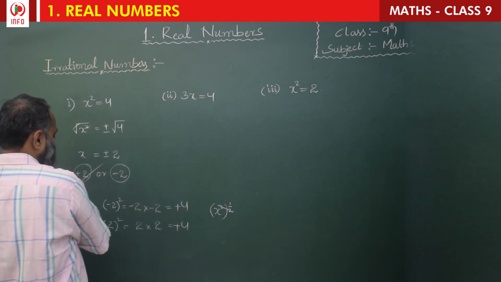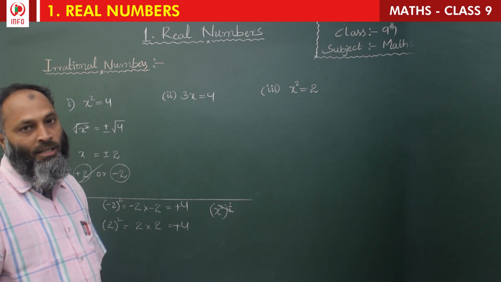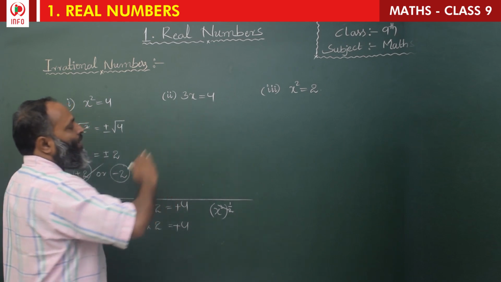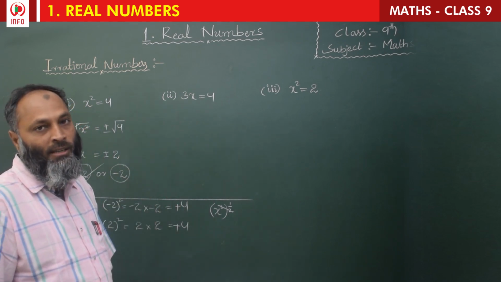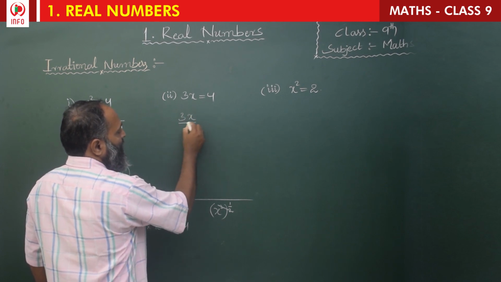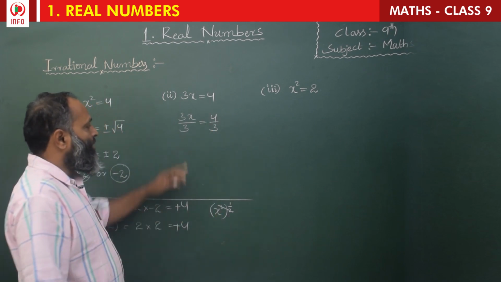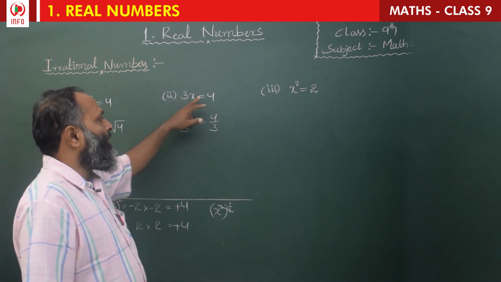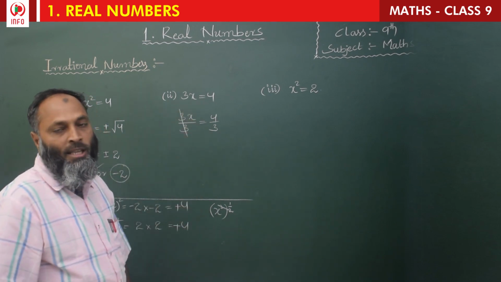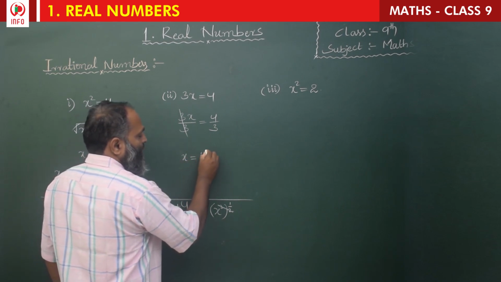Okay. Now, after that, the second question, 3x is equal to 4. If you divide both sides by 3, then 3x divided by 3 is equal to 4 by 3. Here 3 will get cancelled. So what is left here? x. x is equal to 4 by 3.